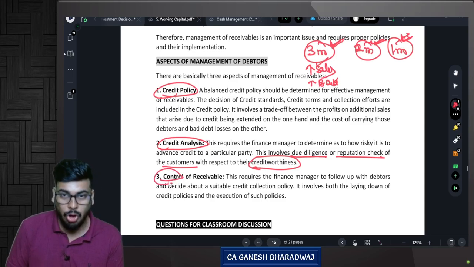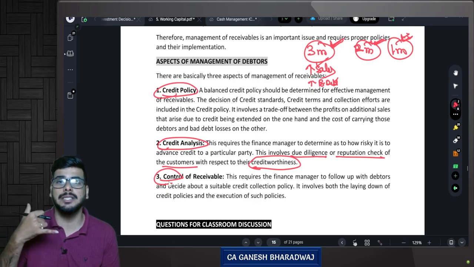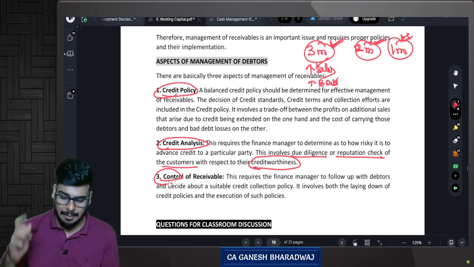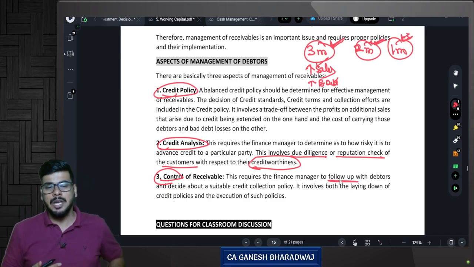And then control of receivables. You should have a dedicated team to follow up on the payments and ensure that this guy makes the payment on time. Are you clear with this? So following up with the debtors and all that.